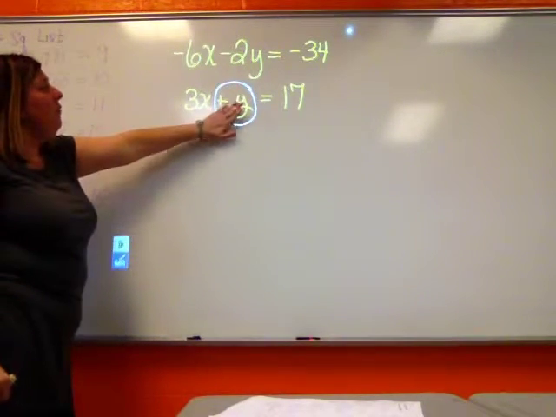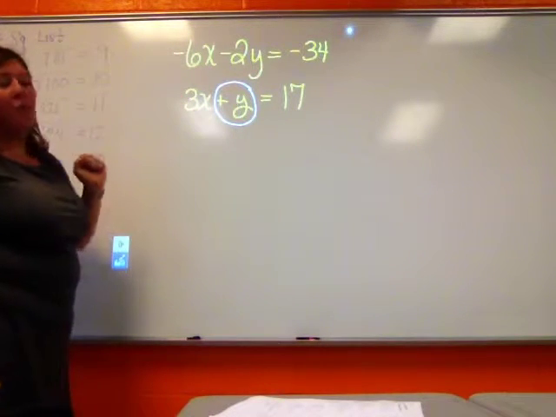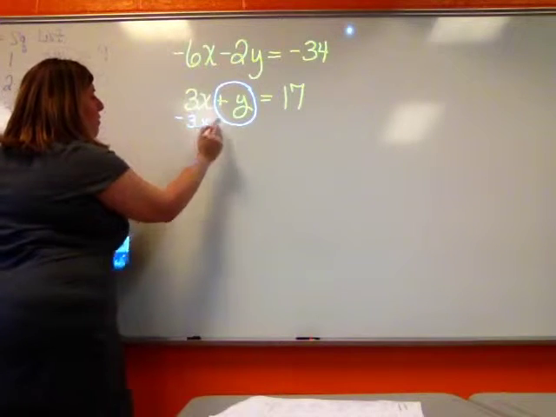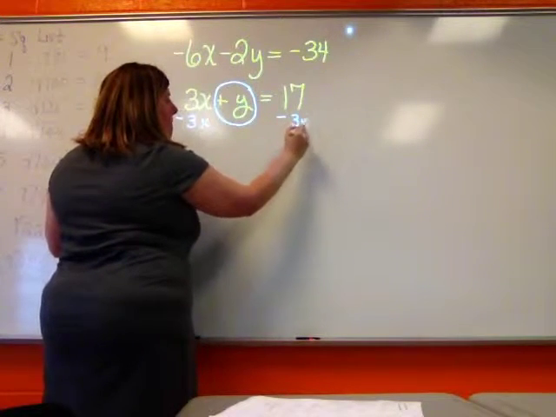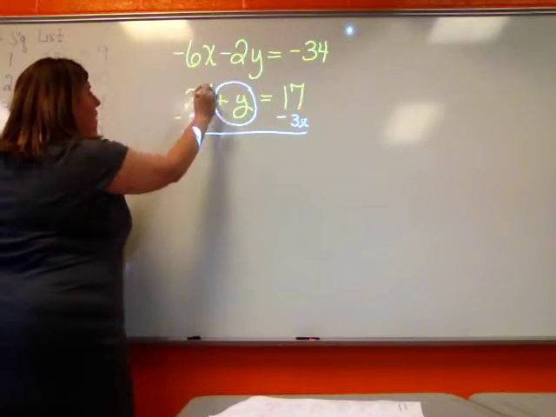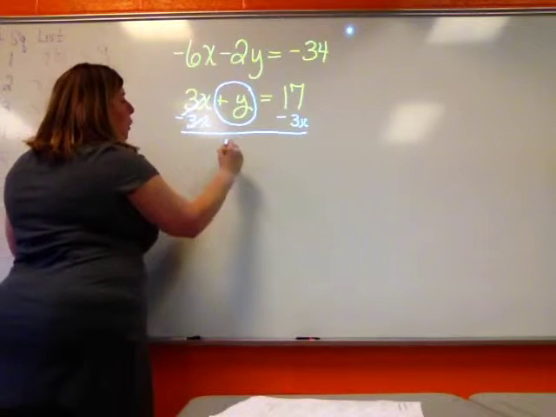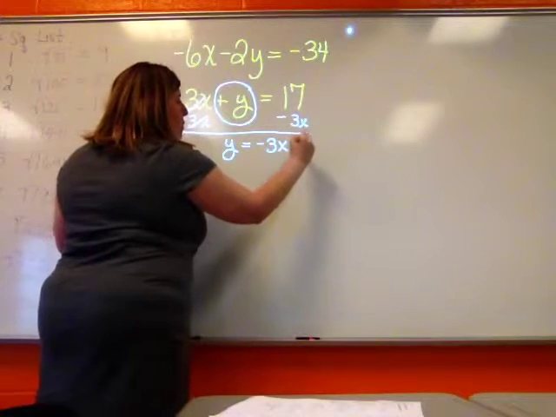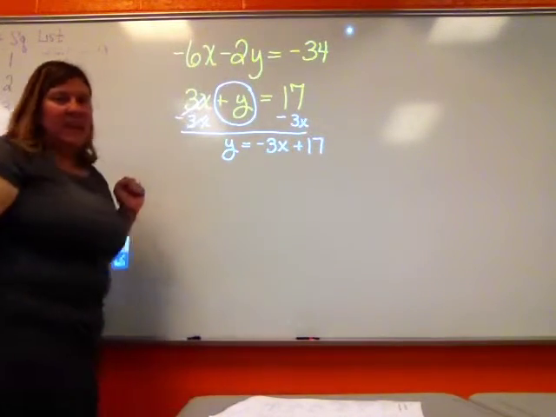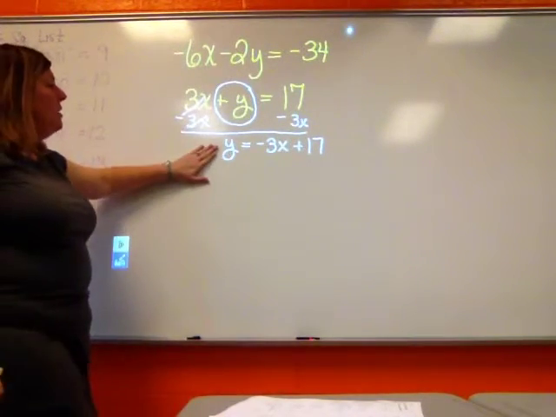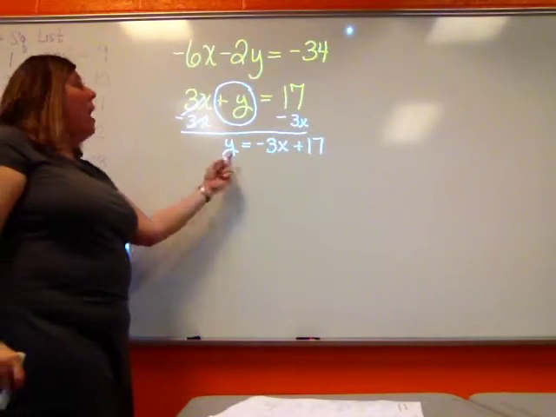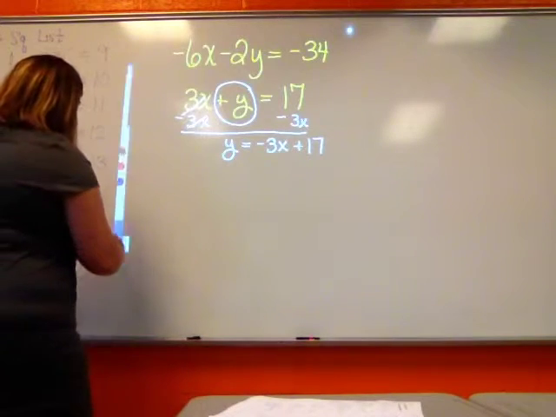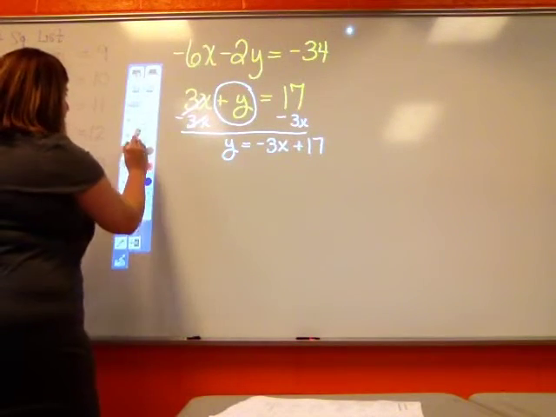So if I'm solving for y, that means the 3x needs to be relocated. So I would subtract 3x from both sides. And now my equation is going to read y is equal to negative 3x plus 17. So I have an equation now that's solved for a variable. I don't have to do this one because I did this one.